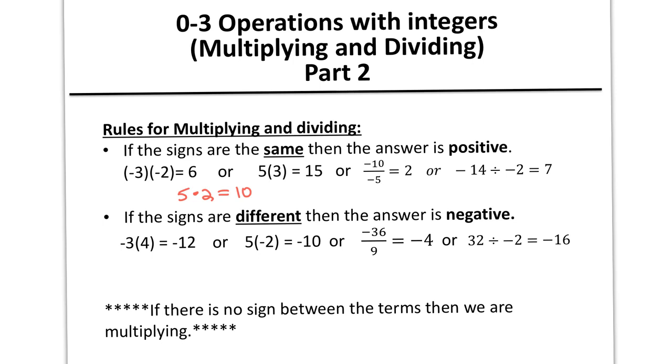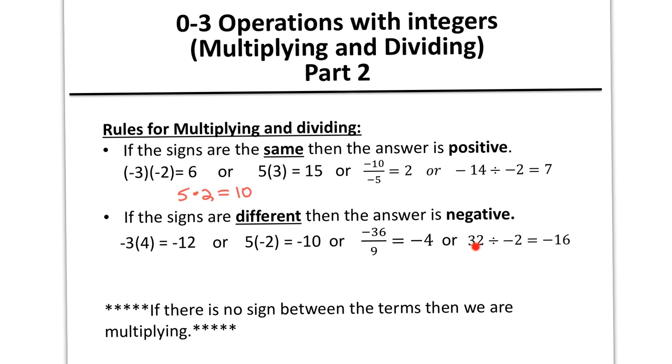And when you have an odd number of negatives, the answer will be negative. So we have 1 negative, the answer is negative. If you are multiplying and you have 3 negative numbers, well, 3 is odd, so the answer will be negative. Those are little tips that you can use to find out what your answer is.